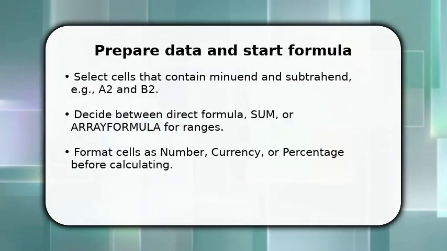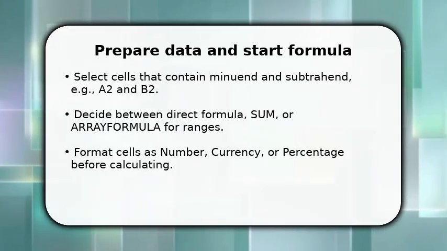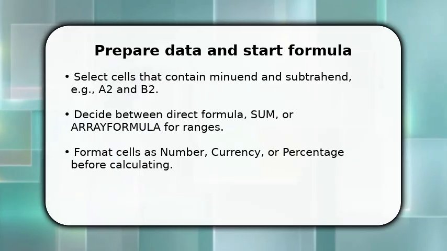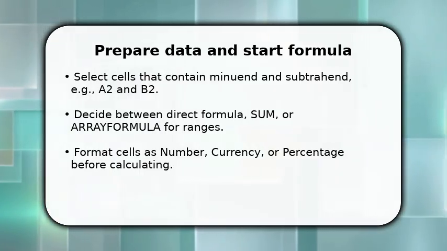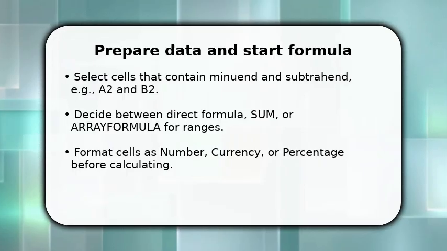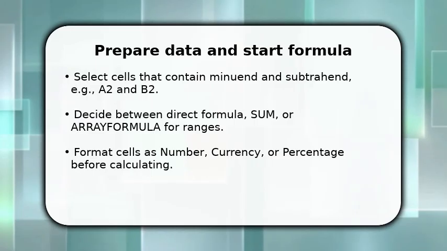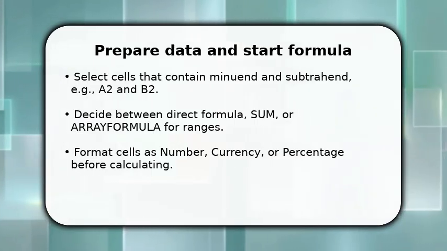You already have values in A2 and B2. Start by clicking the results cell C2 and typing an equal sign. Use =A2-B2 for a single subtraction because it directly subtracts the subtrahend from the minuend and stays simple. Once typed, press Enter to commit the formula.